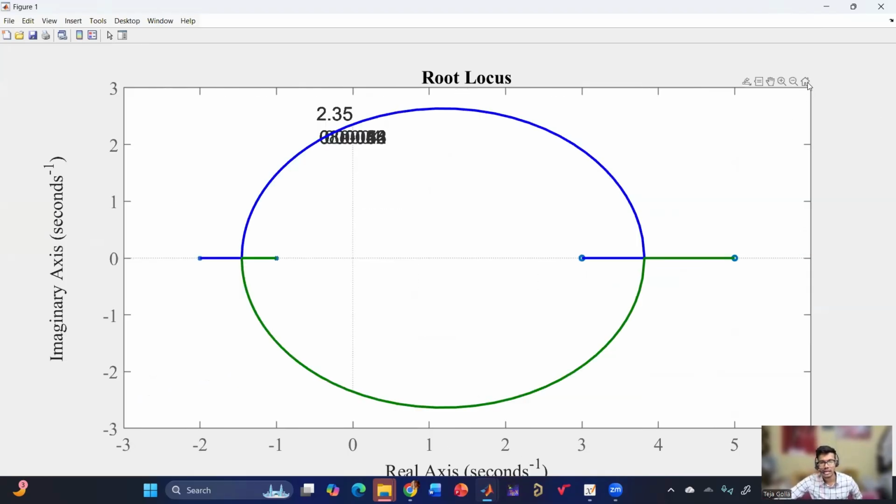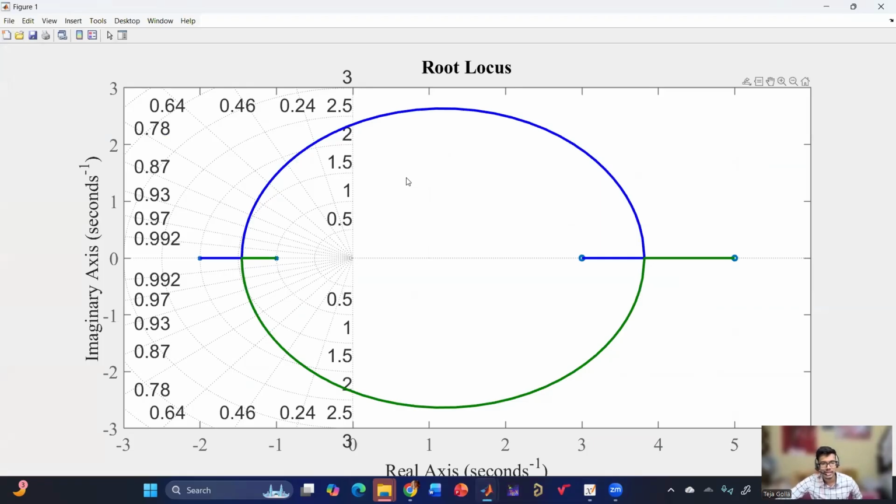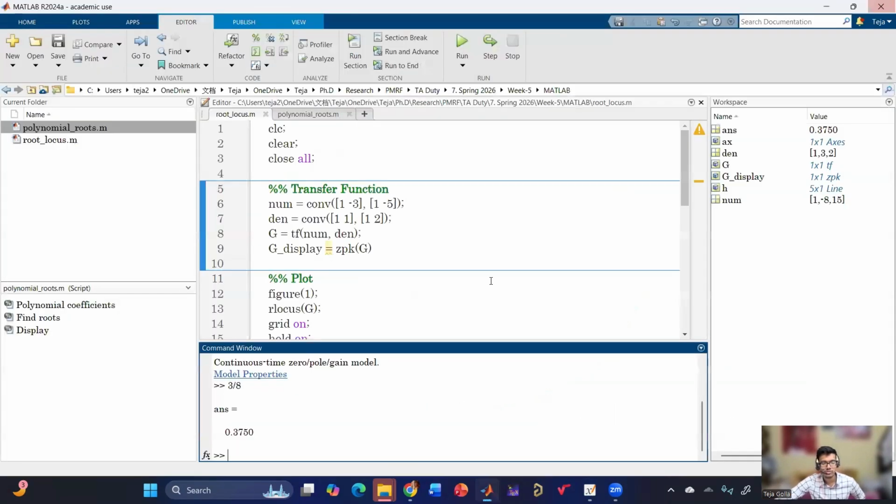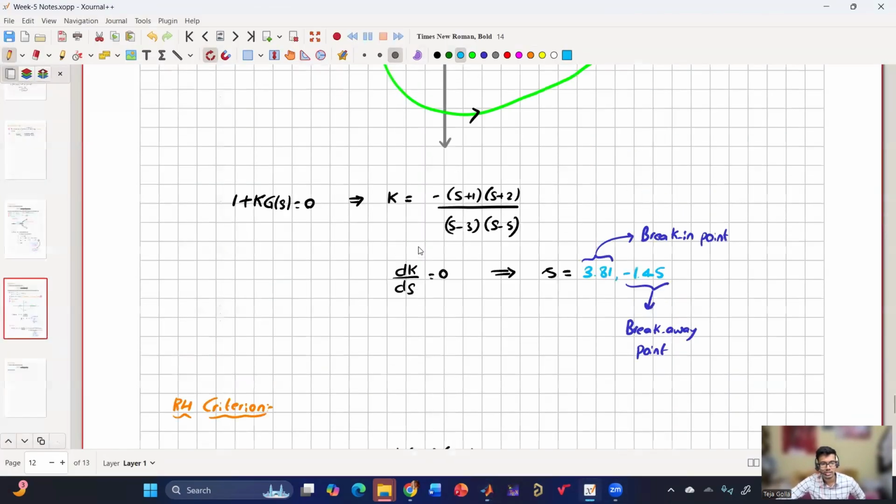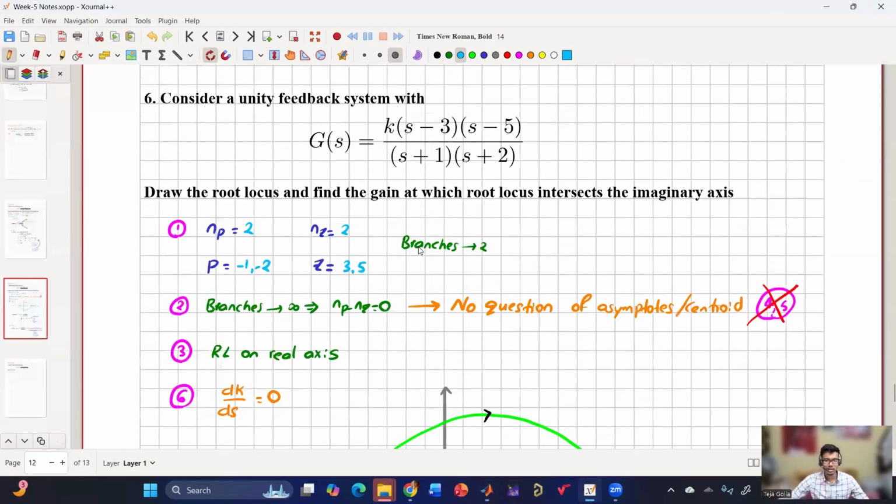So in this way, we can calculate at what point it is hitting the imaginary axis. As long as the gain is lesser than that, our system is stable. So is this question clear, Chidananda? This is also a different question where we have zeros on the RHP side and then we are solving. Okay, and he says yes, sir.